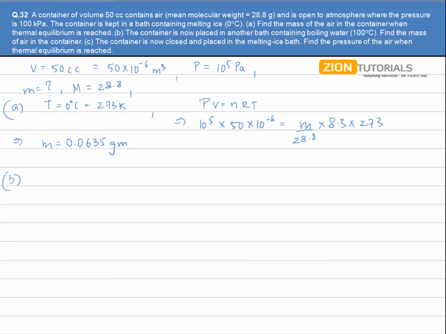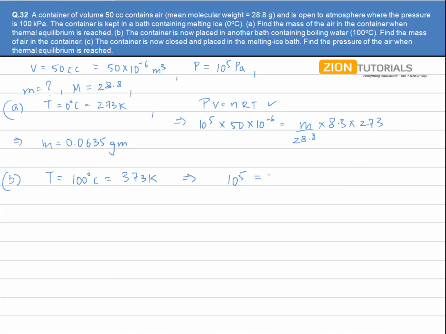The container is now placed in another bath containing boiling water. Find the mass of the air in the container. This is very similar to part A, only the temperature has changed from 0 to 100 degrees Celsius, which is equal to 373 Kelvin. We will apply the same equation, PV equal to nRT.